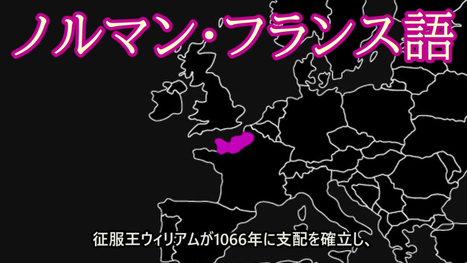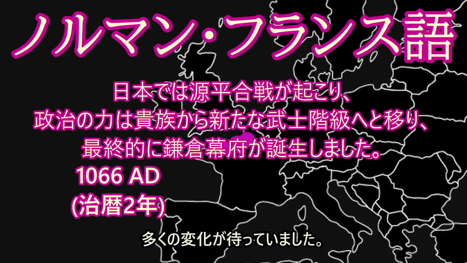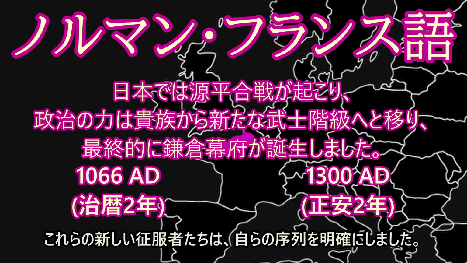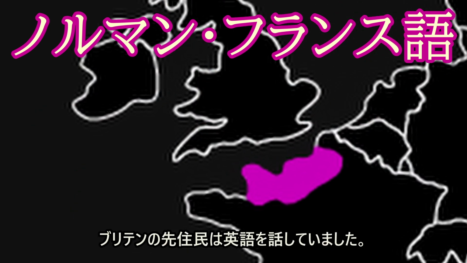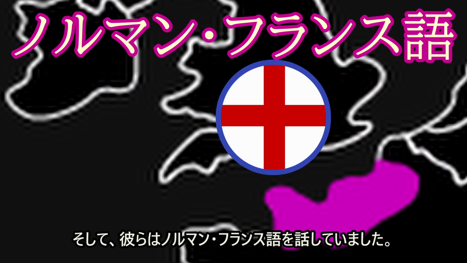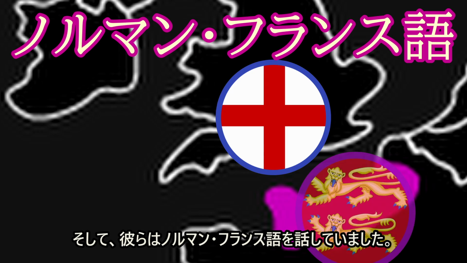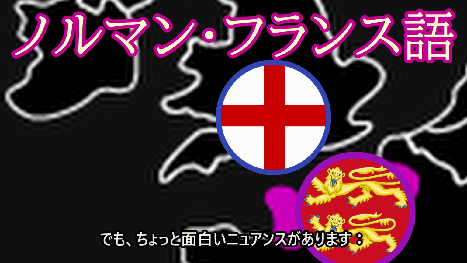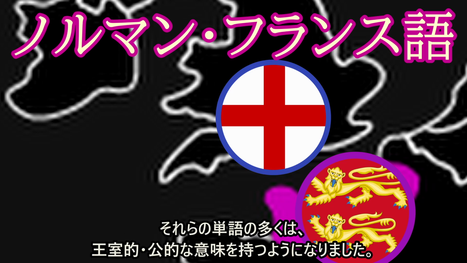When William the Conqueror established rule in 1066, many changes were in store. This would continue until about 1300. These new conquerors made their hierarchy clear. Natives to Britain spoke English, and they spoke Norman French. As such, many new words were introduced, but with an interesting nuance. Many of these words took on a royal, official meaning.